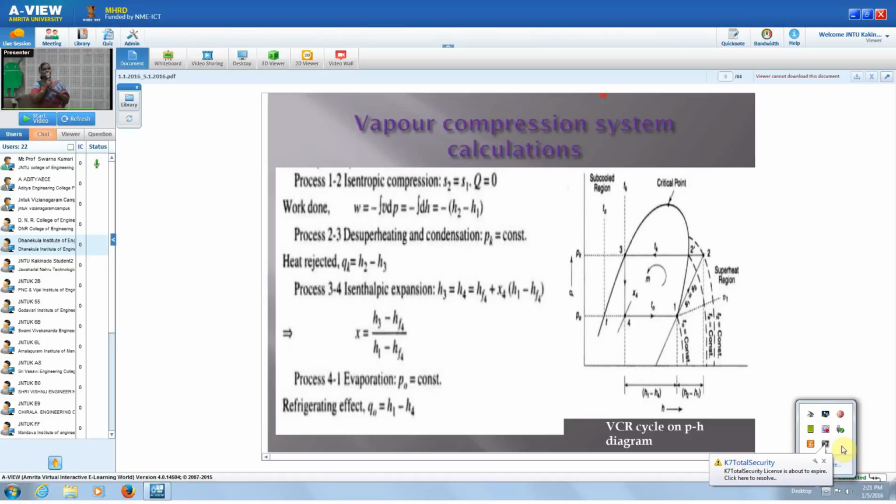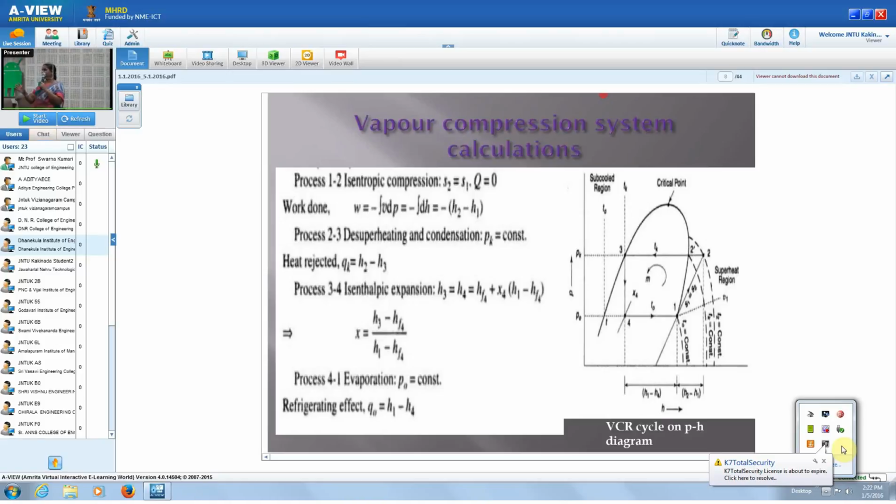So for doing the problems here, the temperature T2 is very important. That can be found in a number of ways. We will see how to find out T2 also. Then the heat rejected in the condenser is H2 minus H3. If you know the enthalpy at 2 and also the enthalpy at 3, then you can directly find out the heat rejected in the condenser. So here H2 depends upon the state of the refrigerant at 2.